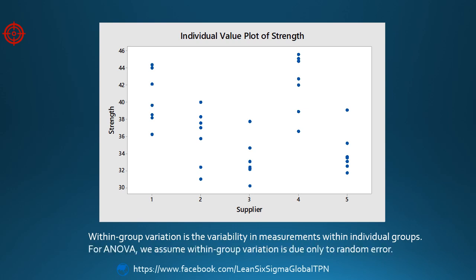For ANOVA, we assume within group variation is due only to random error. Inherent aspects of the nylon manufacturing process, such as raw material quality and factory temperature, contribute to this variability in the tensile strength values. This random error is natural and expected. For ANOVA, we assume that within group variation is caused only by random error rather than something unusual in the process.